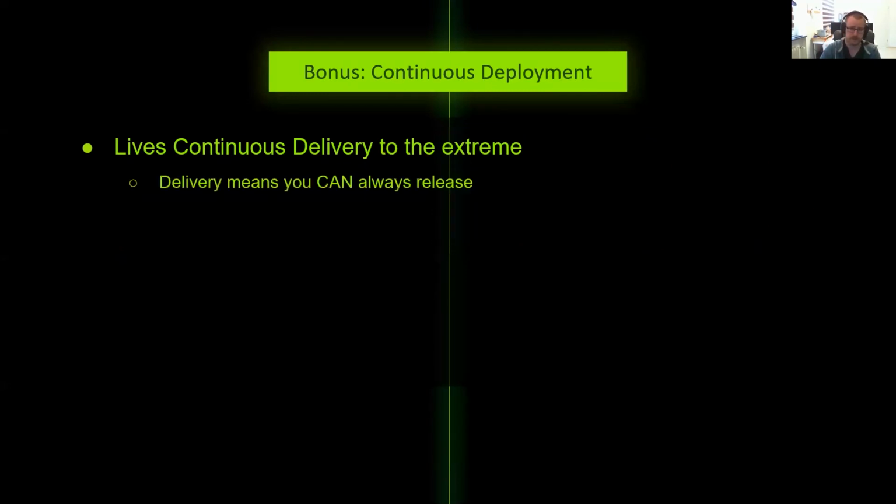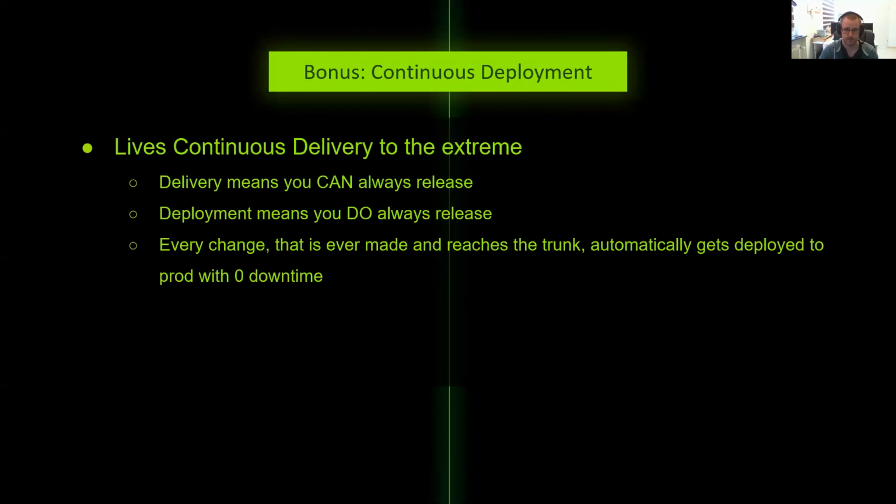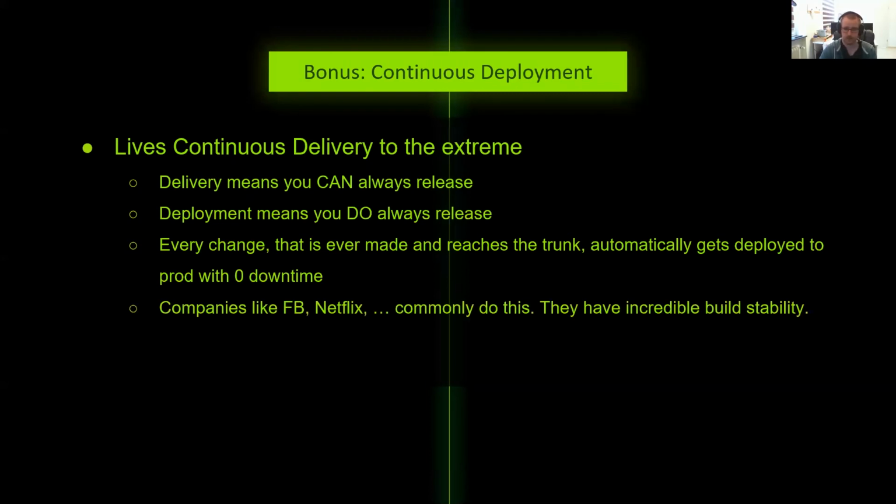Continuous delivery means we can always release. Continuous deployment means that we do always release. So each time a developer commits a change to the trunk, to the main line of our repository, this change gets automatically deployed to our production servers with zero downtime. This is something that especially companies like Facebook or Netflix do. They commonly have this in their workflows, and they have incredible build stability, which allows them to actually do this.